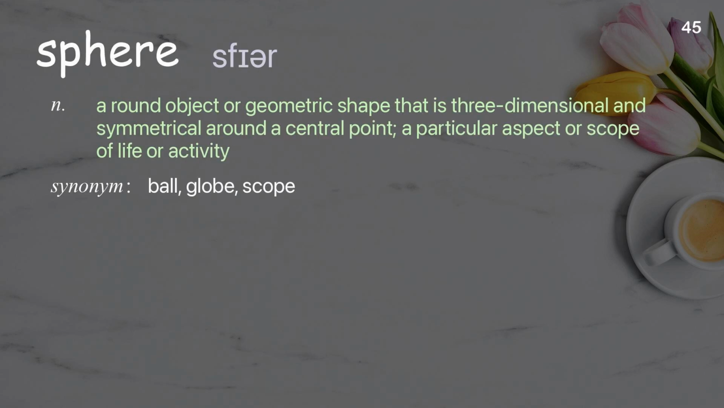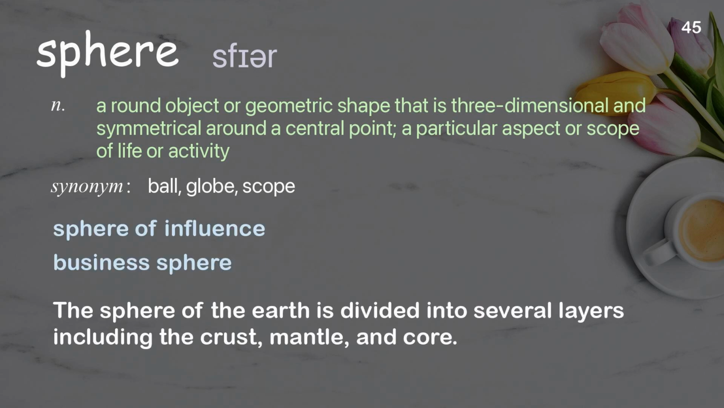Sphere. A round object or geometric shape that is three-dimensional and symmetrical around a central point, a particular aspect or scope of life or activity. Examples: sphere of influence. Business sphere. The sphere of the Earth is divided into several layers, including the crust, mantle, and core.